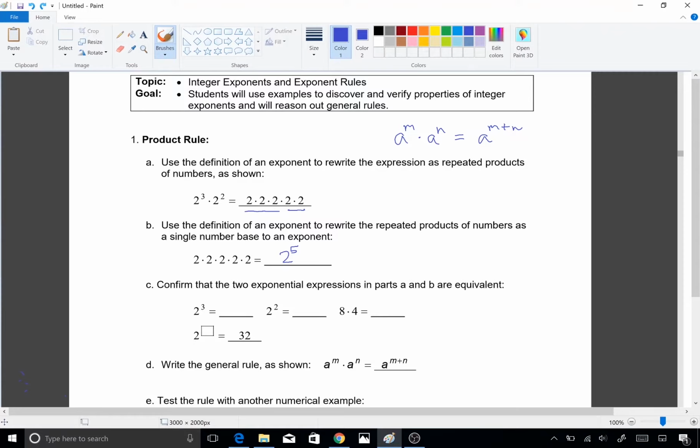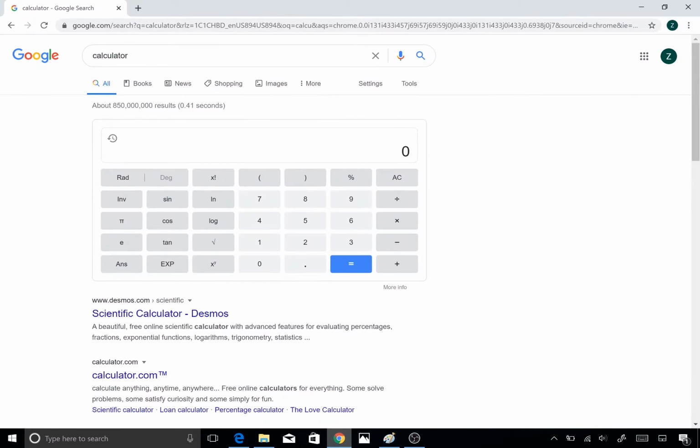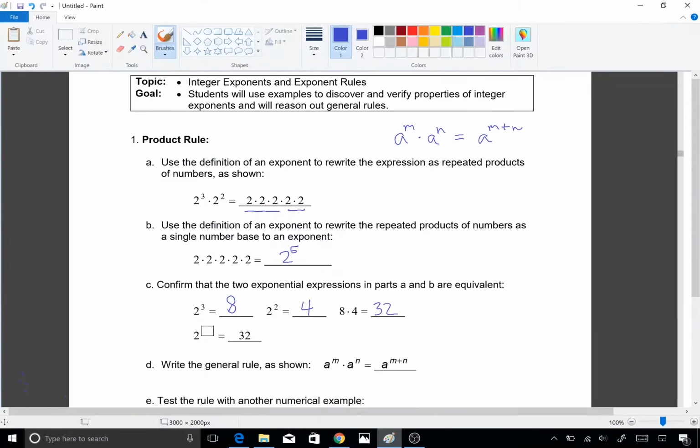Part C, 2 cubed is 8, 2 squared is 4, 8 times 4 is 32, and we can check on a calculator that 2 to the 5th is 32 as well. So these two agree.